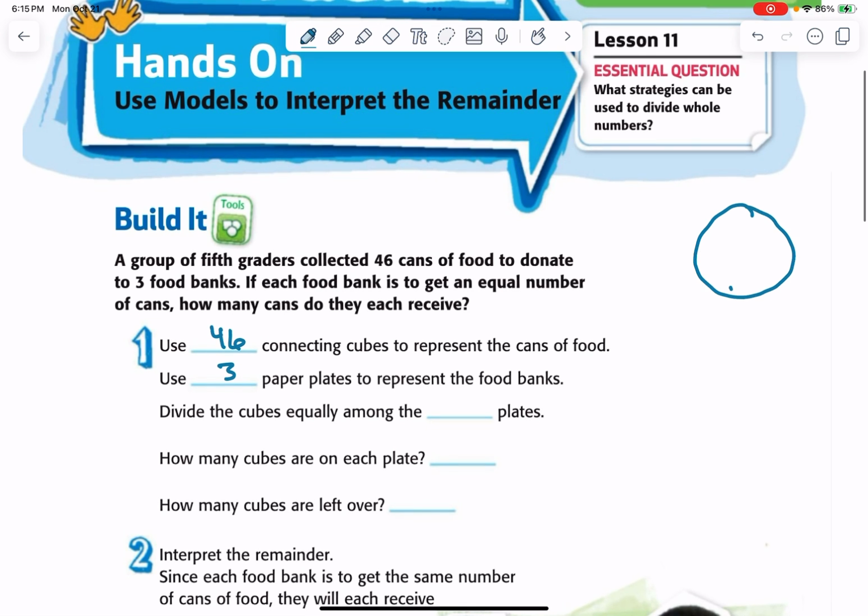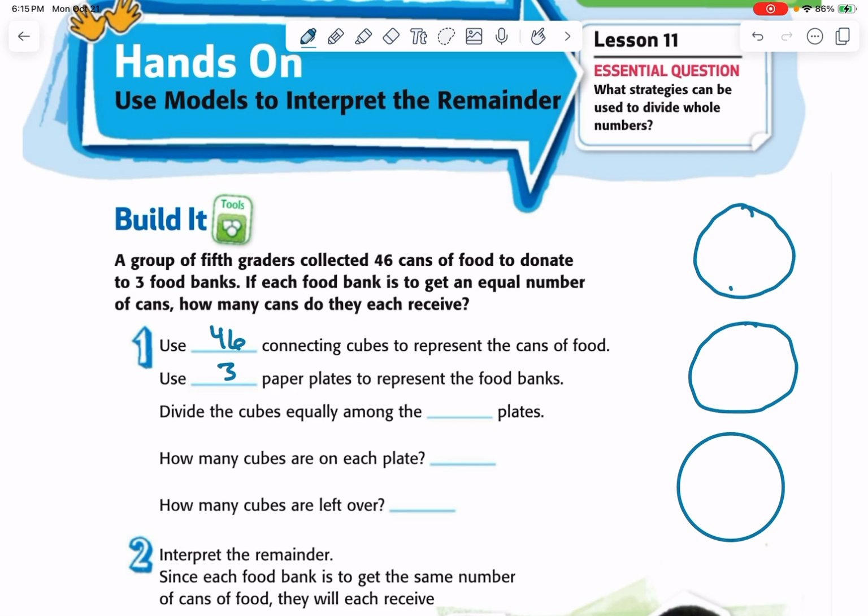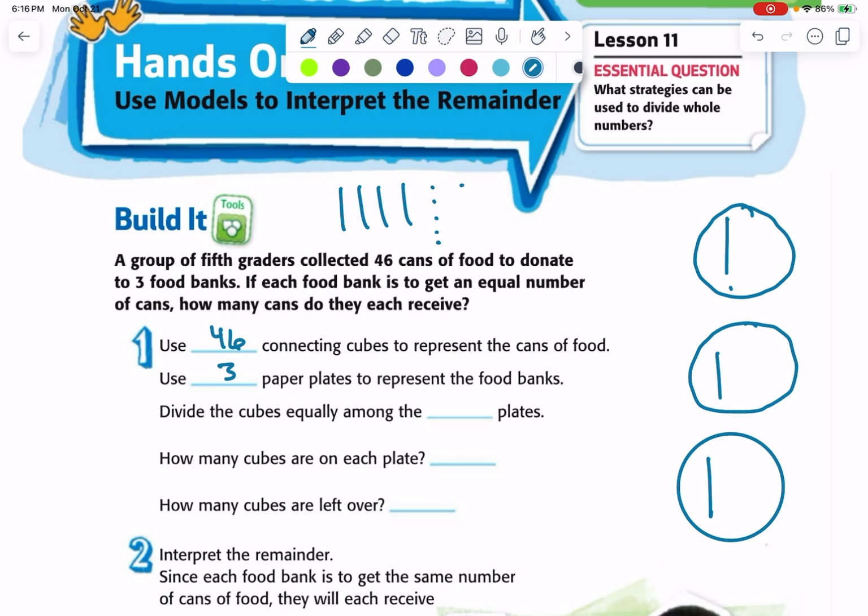So here are my paper plates. Maybe you have real paper plates. Okay, so divide the cubes equally among the plates. So we have, let's see here, 10, 20, 30, 40, 41, 42, 43, 44, 45, 46. So 10, 20, 30, and then we're going to have to make change here because we've got one more 10, but we can't divide that evenly between our 3 food banks. So we'll break this up and add 10 here.